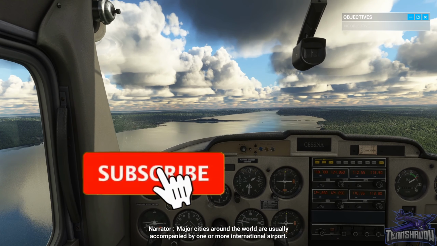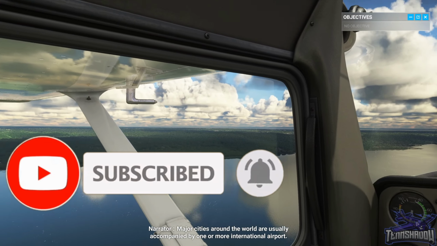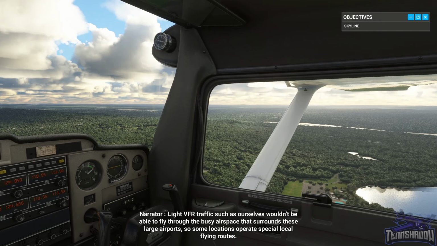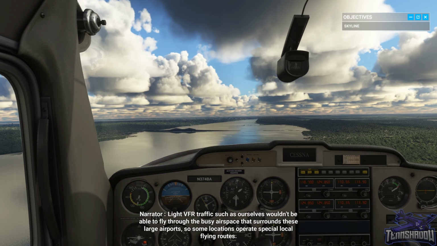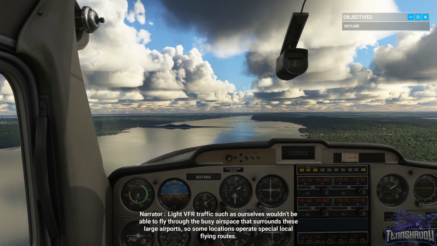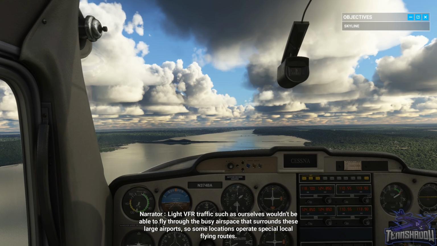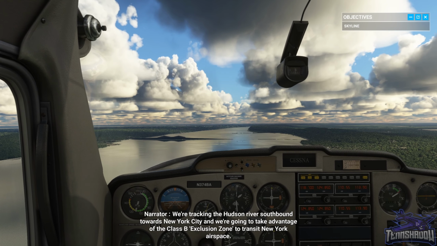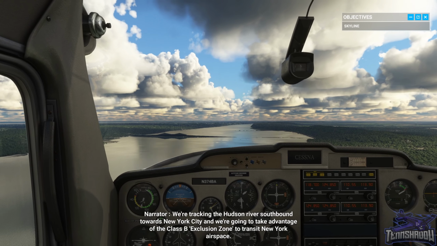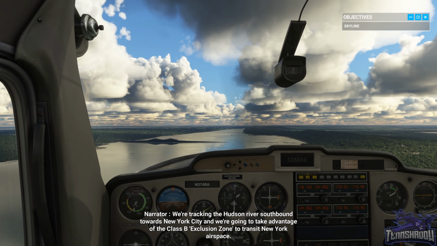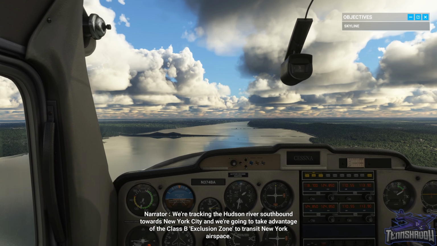Major cities around the world are usually accompanied by one or more international airports. Light VFR traffic such as ourselves wouldn't be able to fly through the busy airspace that surrounds these large airports, so some locations operate special local flying routes. We're tracking the Hudson River southbound towards New York City, and we're going to take advantage of the Class B Exclusion Zone to transit New York airspace.